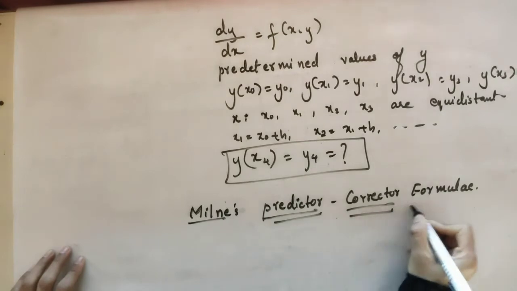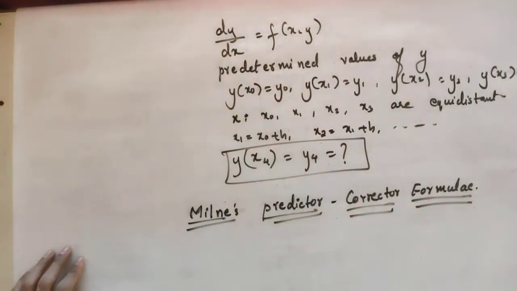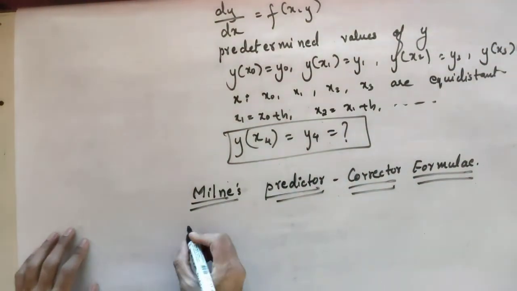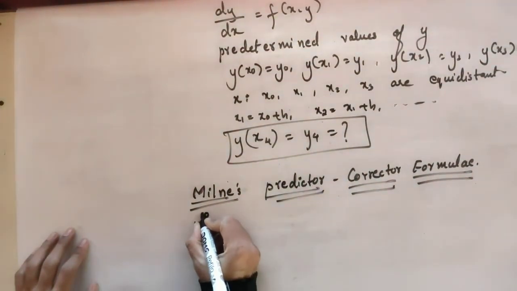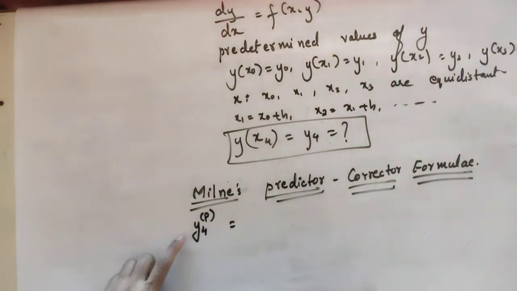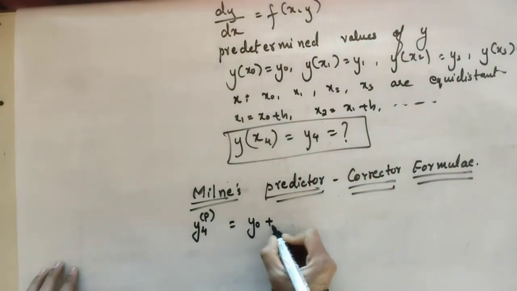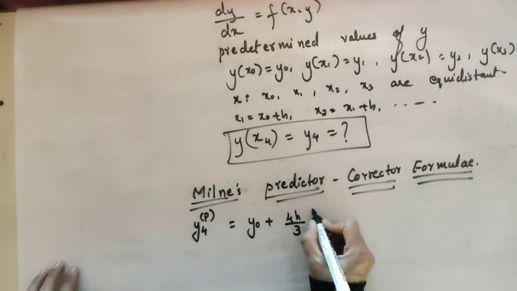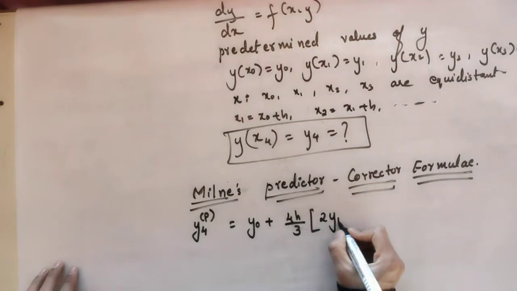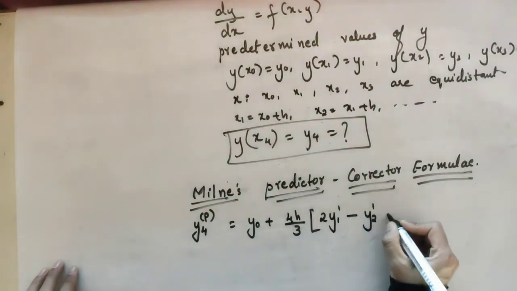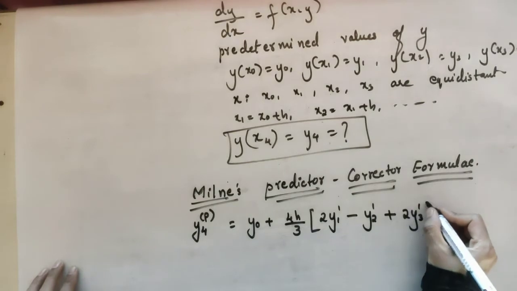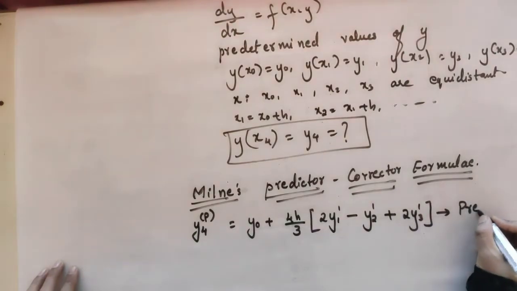In this entire set of formulas there will be 2 formulas. First we predict the value for y4. Since we have been asked to find y4, first we get the predicted value of y4. You denote it like this. y4, the predicted value, is given by y0 plus 4h over 3 times the bracket 2 y1 dash minus y2 dash plus 2 y3 dash. This is the predictor formula.